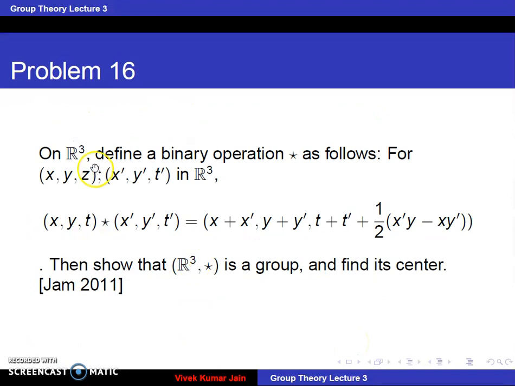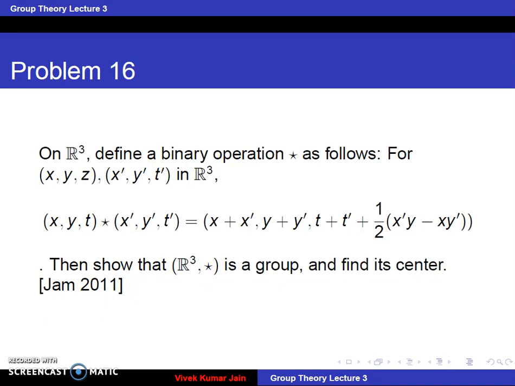Now problem number 16. On R^3 define a binary operation star as follows. For (x, y, t) and (x', y', t') in R^3, define the operation (x, y, t) star (x', y', t') equal to (x + x', y + y', t + t' + half of (x'y - xy')). Then show that (R^3, star) is a group and find its center. There is a mistake: in place of this z there should be t, so you change it. This problem has been taken from the question paper of JAM 2011.